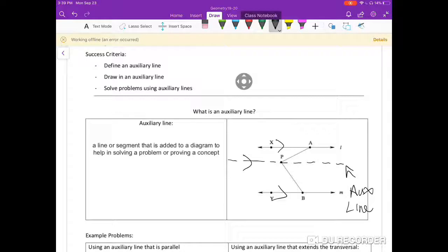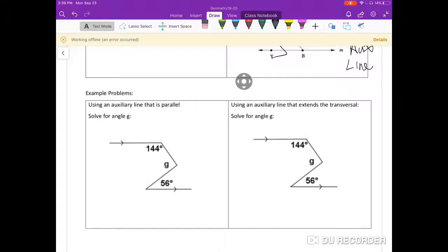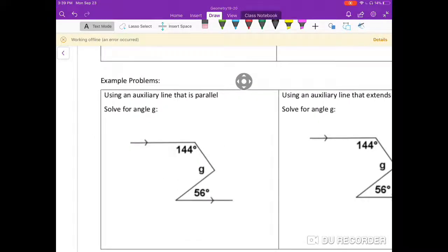Now, using that is going to help us in solving for some missing angles that we probably wouldn't be able to do without it. Alright, so let's get right into an example because that's going to be the easiest way for me to show you how to use one of these things. First, using an auxiliary line that is parallel. So we're going to solve for angle G here. So angle G is this entire angle.